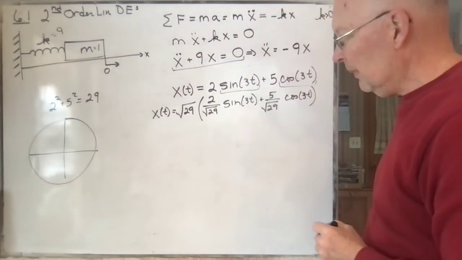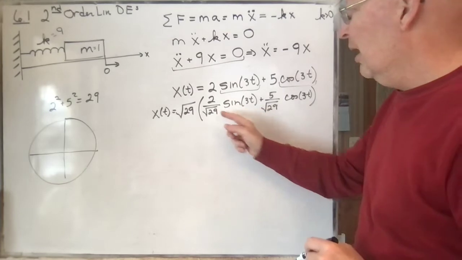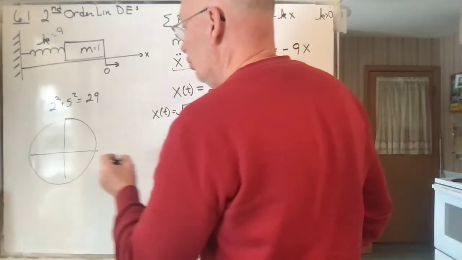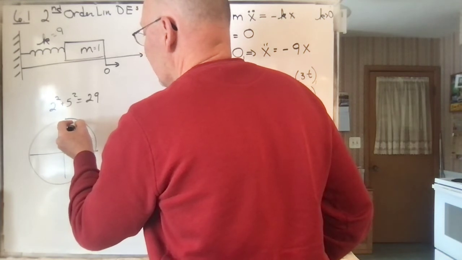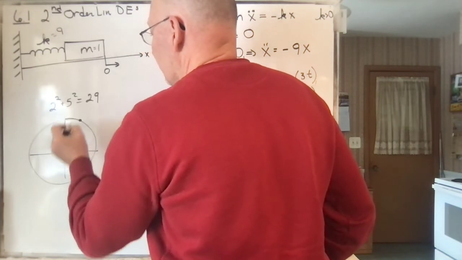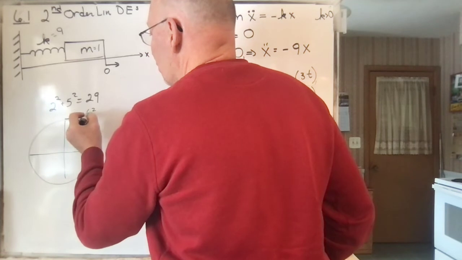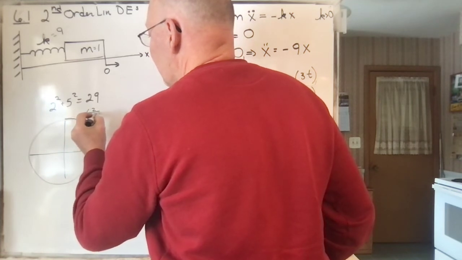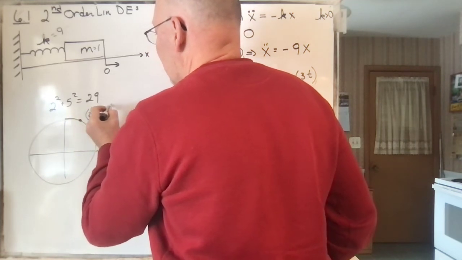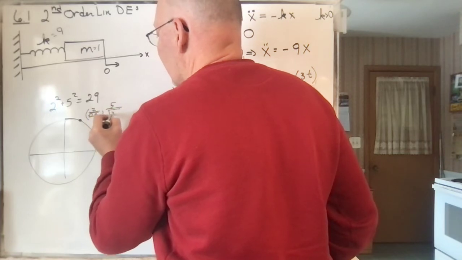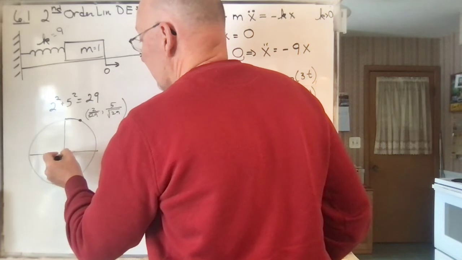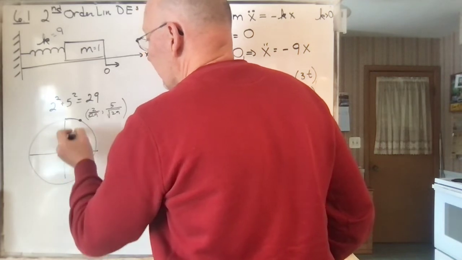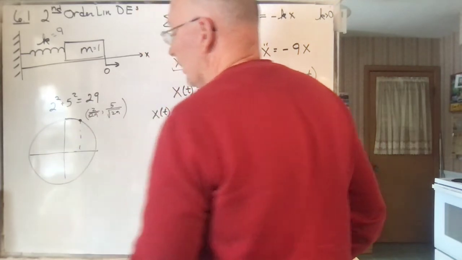Okay? I have 2 over square root of 29, and then 5 over square root of 29 right there is going to be the point 2 over square root of 29, comma 5 over square root of 29. There they are on the unit circle. Okay, 2 over and 5 up. Okay, so there it is right there.